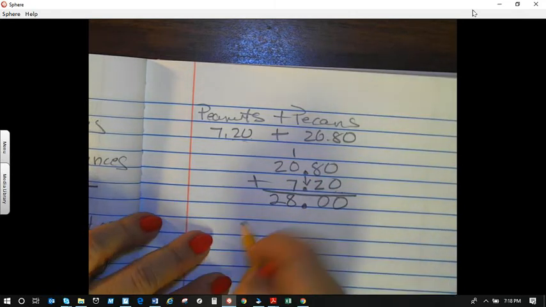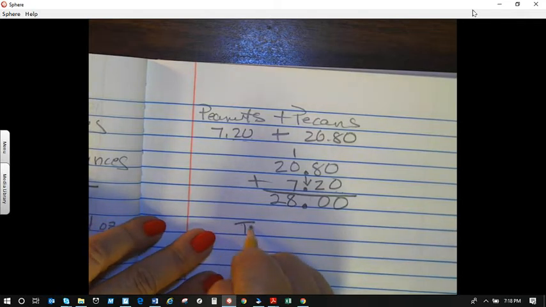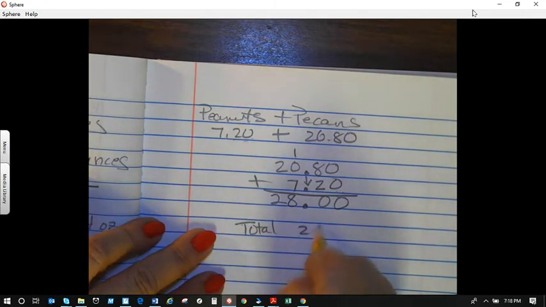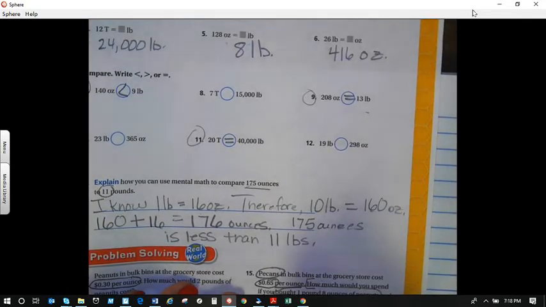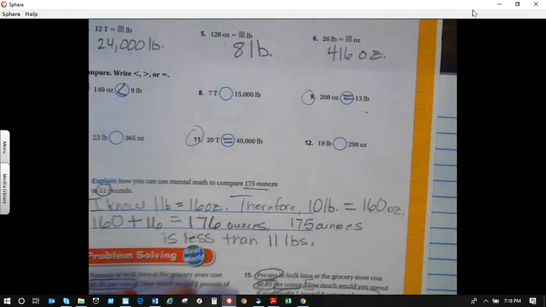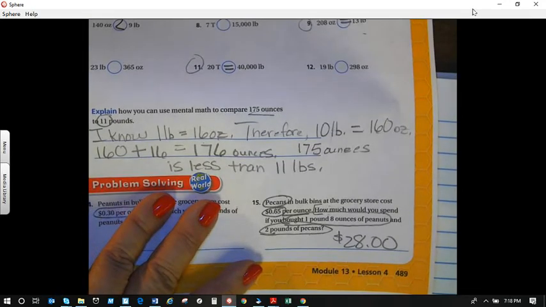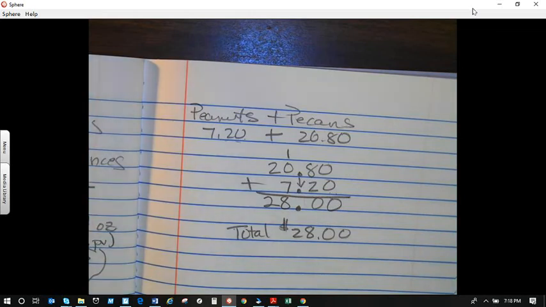So I spent a total cost. My total cost is going to be $28 at the register. It's a lot of moolah for peanuts. And so my answer over here is $28. And so that's what I did. All right, a lot of work. But if I don't plan it out, how do I find my end in mind?